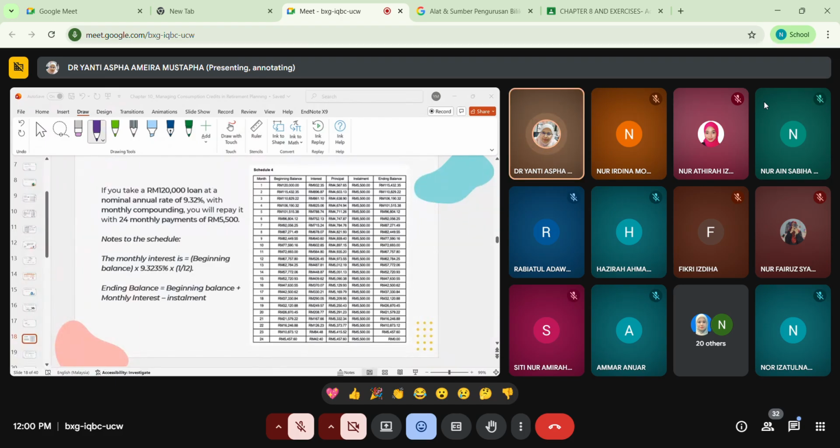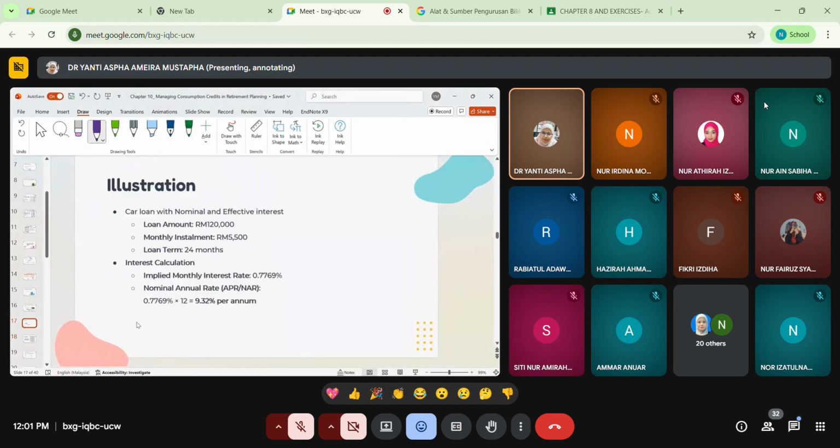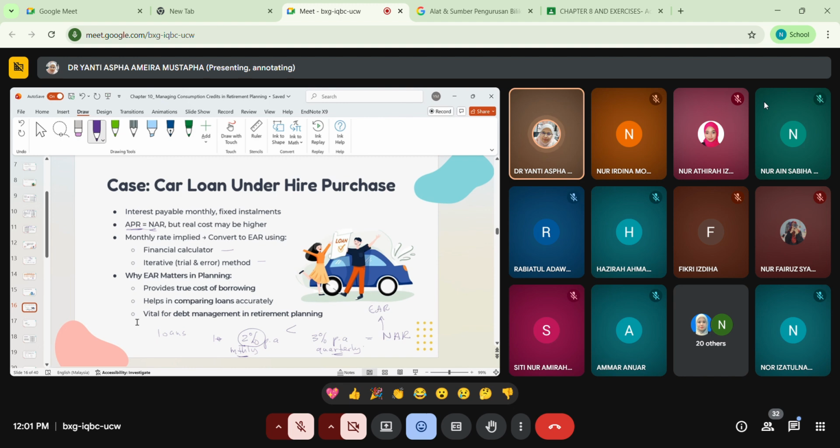Okay, let's continue with this. So this is an example, maybe following the previous example. So for illustration we will take this into account.